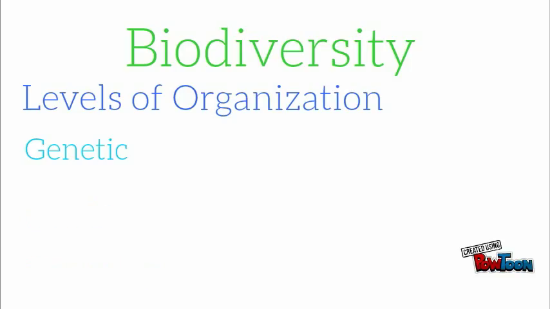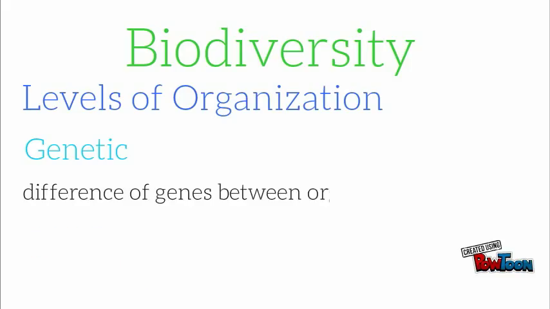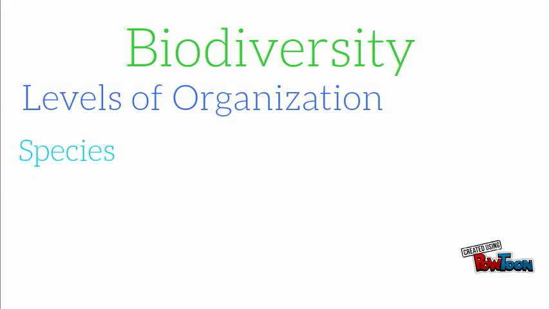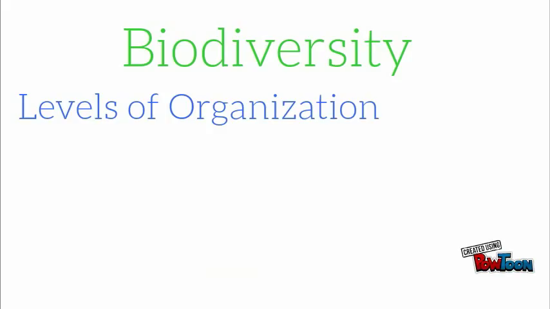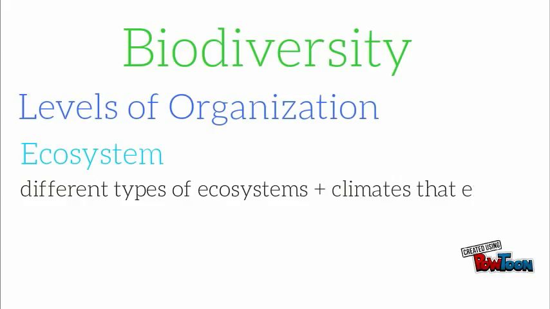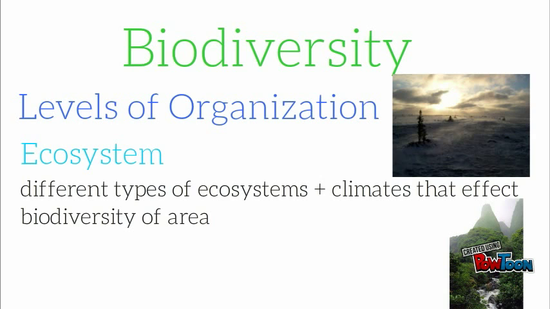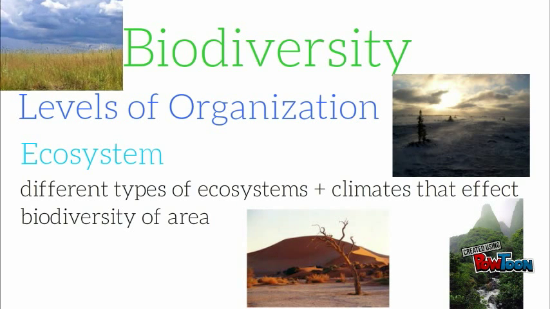Genetic biodiversity is a difference of genes between individual organisms within a species. Species biodiversity is the diversity of different species within an ecosystem. Lastly, ecosystem biodiversity is the different types of ecosystems and climates around the world that can affect the species and genetic diversity of the area. Some examples are tundra, tropical rainforest, desert, and grasslands.